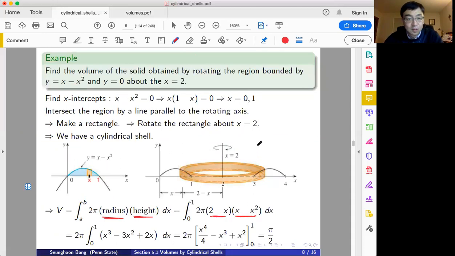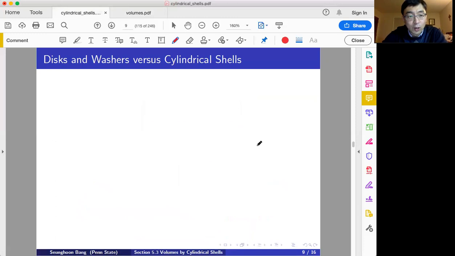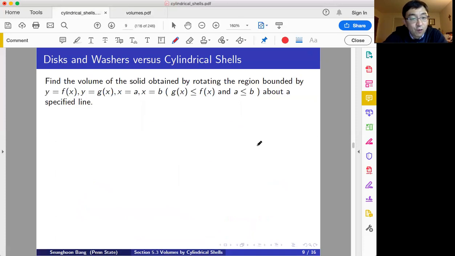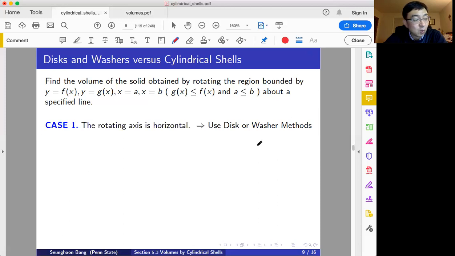The next one. I want to summarize. So when do you decide on the disk, washer, or cylindrical shell method? How can you decide which method? Find the volume of a solid obtained by rotating the region bounded by y equals f of x, y equals g of x, x equals a, x equals b, about a specified line. Case 1, the rotating axis is a horizontal line. What's that? Use the disk or washer method. This is the easy one.